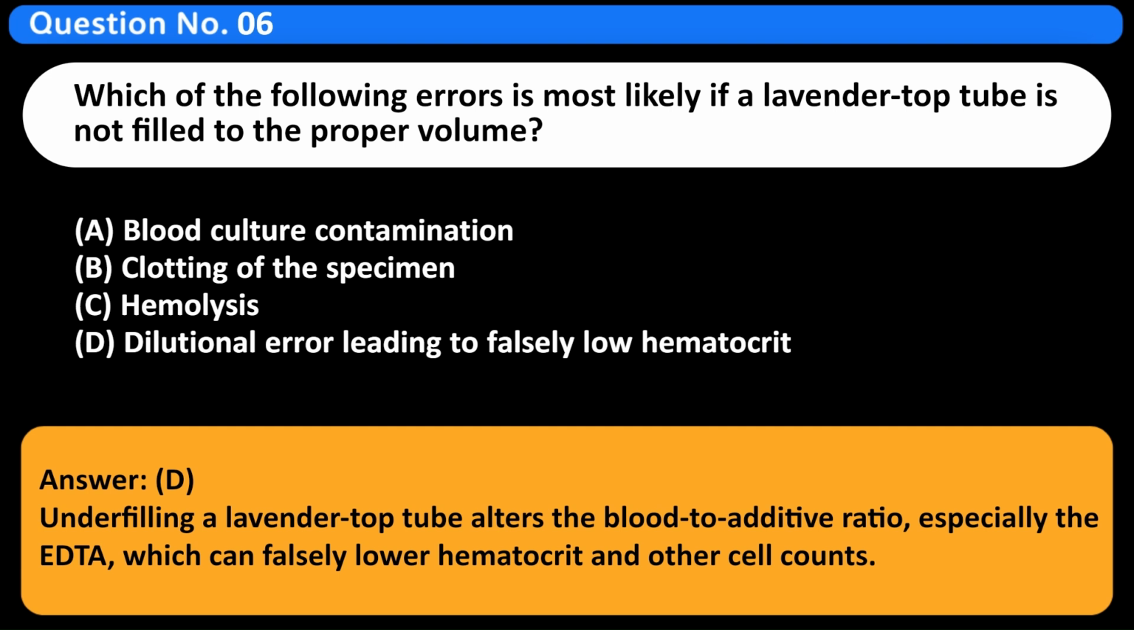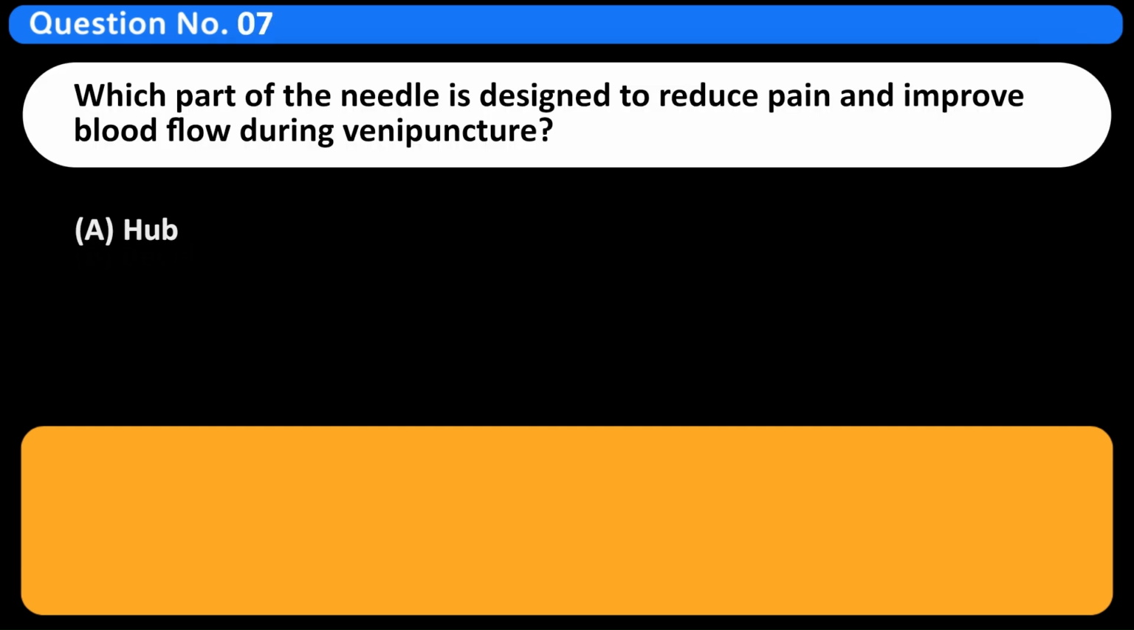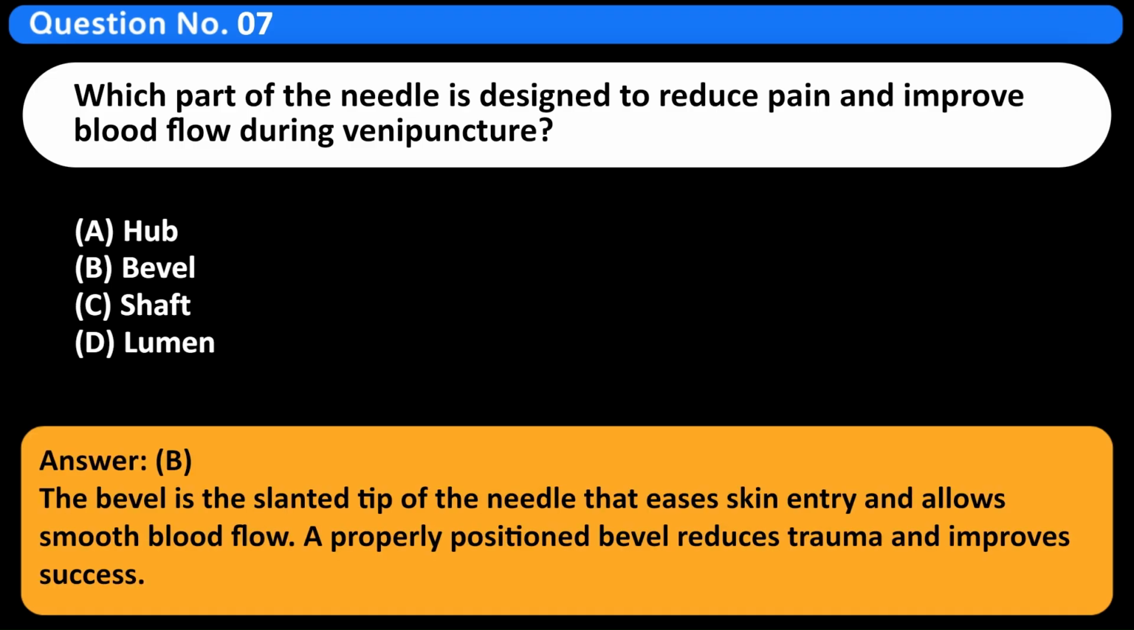other cell counts. Which part of the needle is designed to reduce pain and improve blood flow during venipuncture? A. Hub. B. Bevel. C. Shaft. D. Lumen. Answer: B. The bevel is the slanted tip of the needle that eases skin entry and allows smooth blood flow. A properly positioned bevel reduces trauma and improves success.